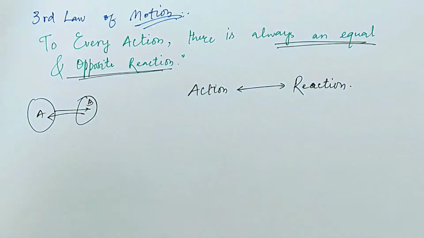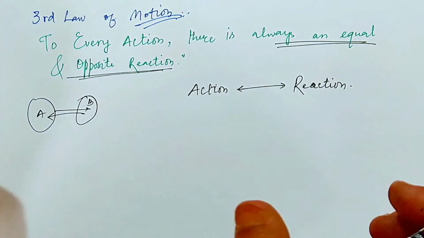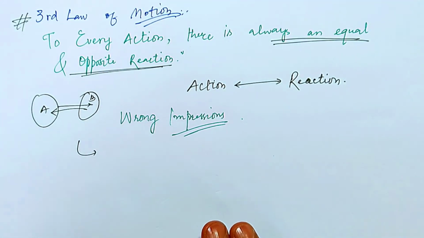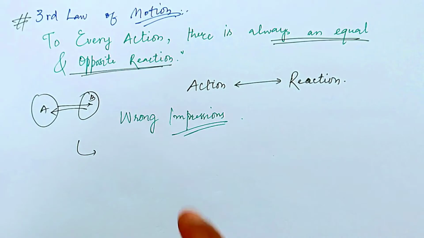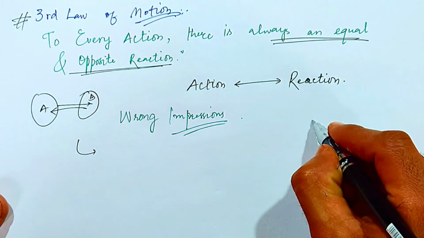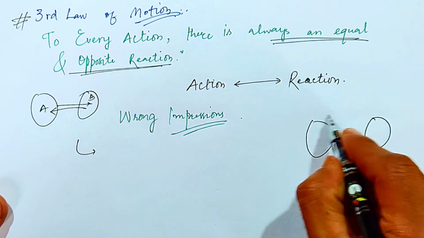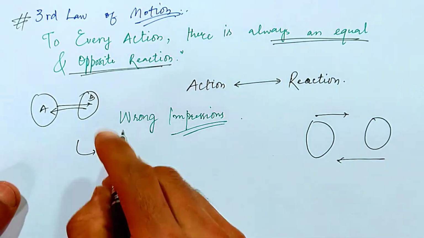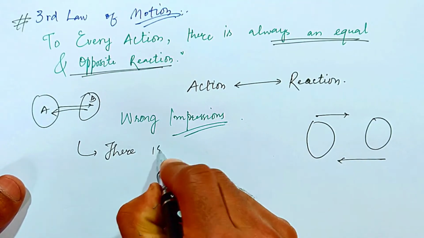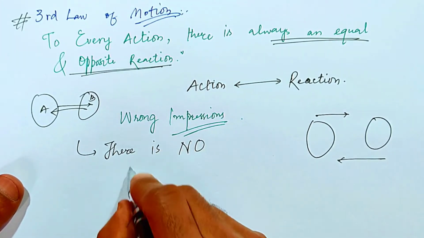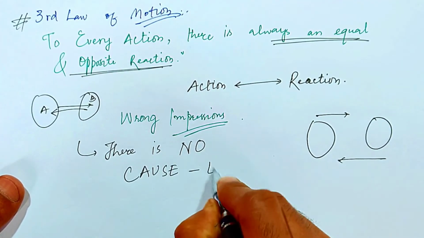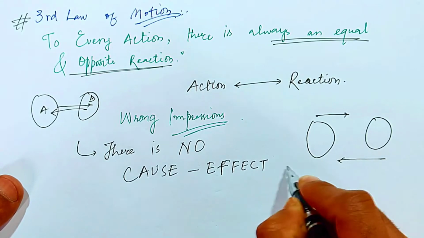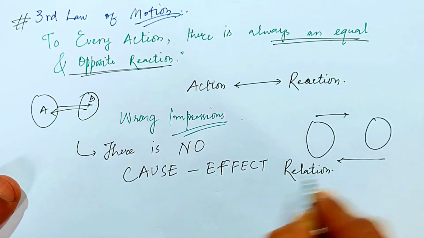So there's a kind of action and reaction relation between the two, but there are a few wrong impressions. Now I will be talking about the wrong impressions among pupils about the third law of motion. First, we know that if one body is applying a force onto the other, the second is applying the same force in the opposite direction. But there is no cause-effect relation. This is not a kind of stuff like cause and effect.